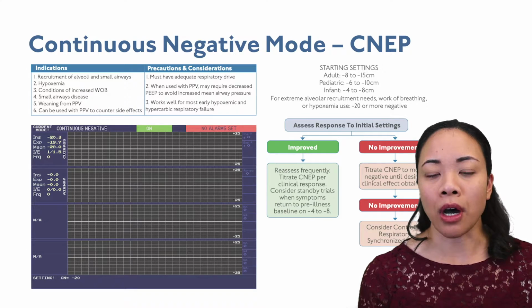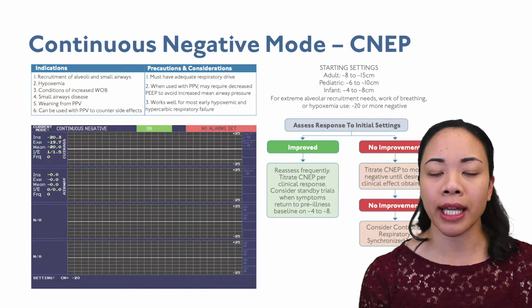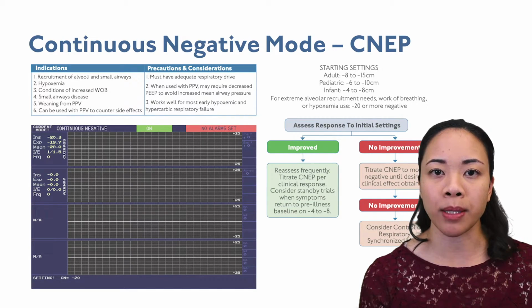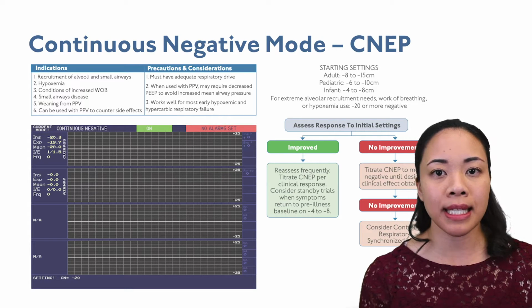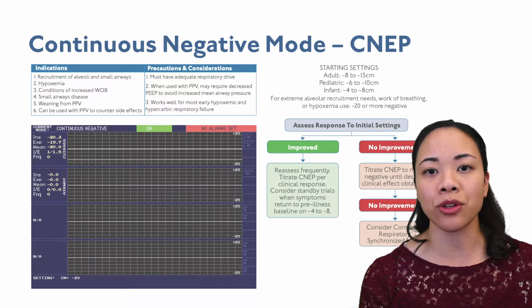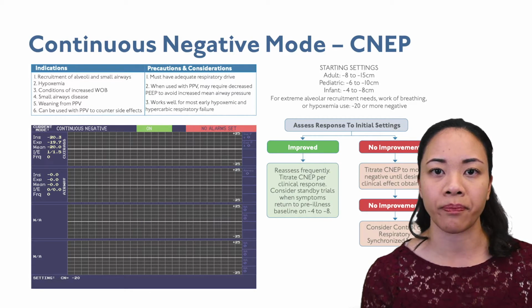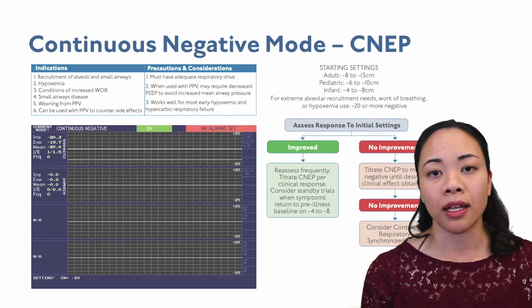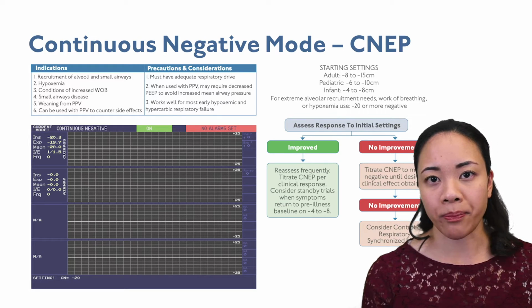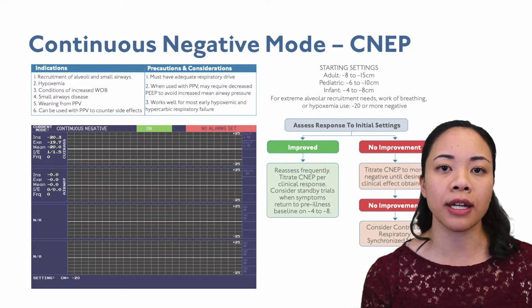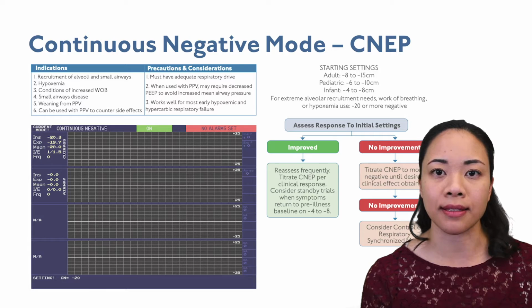CNAP can be used to augment positive pressure ventilation to counter risks associated with high PEEP pressures. However, when CNAP is reached, you may notice an increase in mean airway pressure on positive pressure ventilation. In order to resolve that, you will need to begin to decrease PEEP. Starting settings are as stated on the slide on the right-hand side.